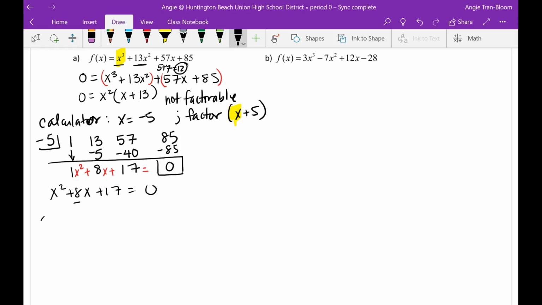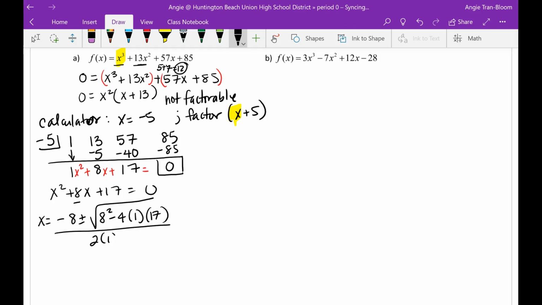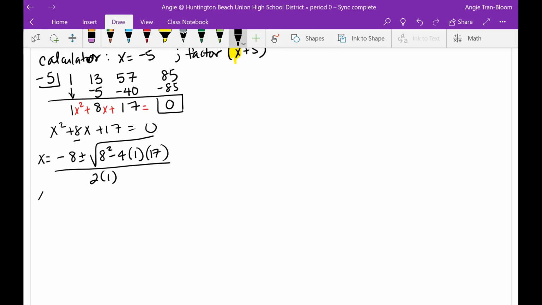So this is not factorable, which means I now need to use the quadratic formula. So x equals negative 8 plus or minus the square root of b squared, which is 8 squared, minus 4 times a, which is 1, times 17, which is c, all over 2 times a. So this is going to give me negative 8 plus or minus the square root of 64, okay? Now it's going to be a minus. 4 times 17 is going to give us a nice number of 68, all over 2.